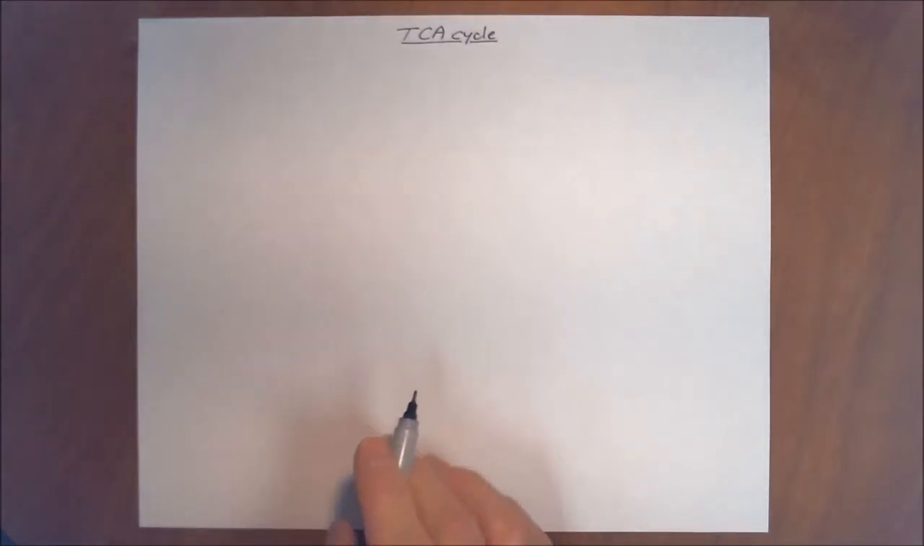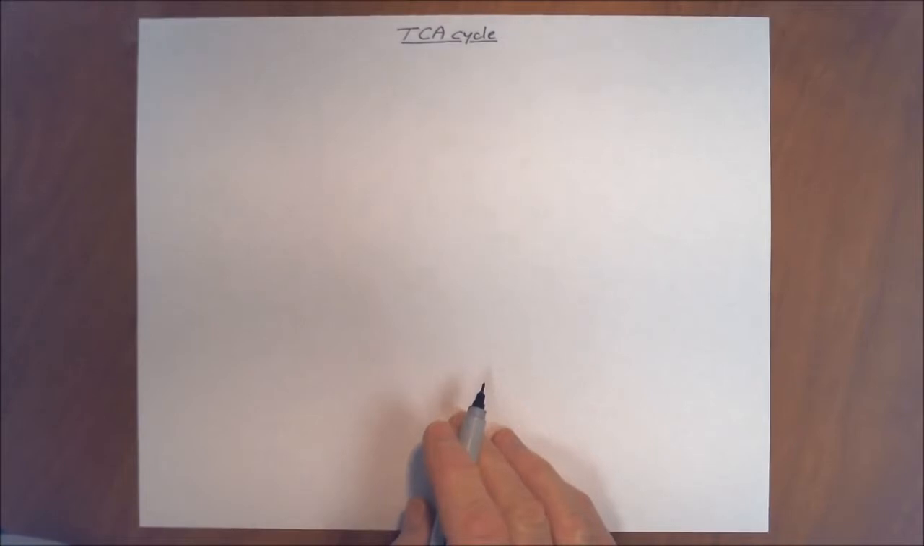Okay, so now let's move on to the TCA cycle. TCA stands for tricarboxylic acid cycle, which reflects the first product in the TCA cycle, which is citrate. It's also called the Krebs cycle after Krebs, who discovered it, and it's also called the CAC, which is the citrate acid cycle.